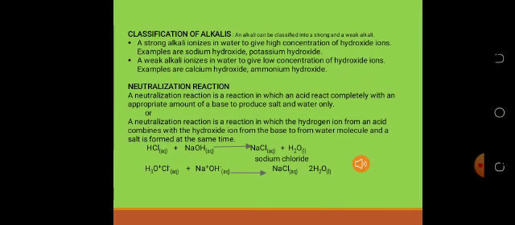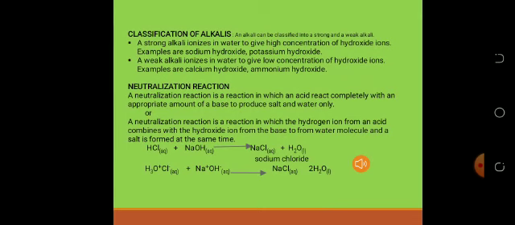While a weak alkali is that alkali which, when ionized in water, will produce a limited or a low concentration of hydroxide ion. A good example of a strong alkali is your sodium hydroxide and potassium hydroxide. While examples of a weak alkali include your calcium hydroxide and ammonium hydroxide.